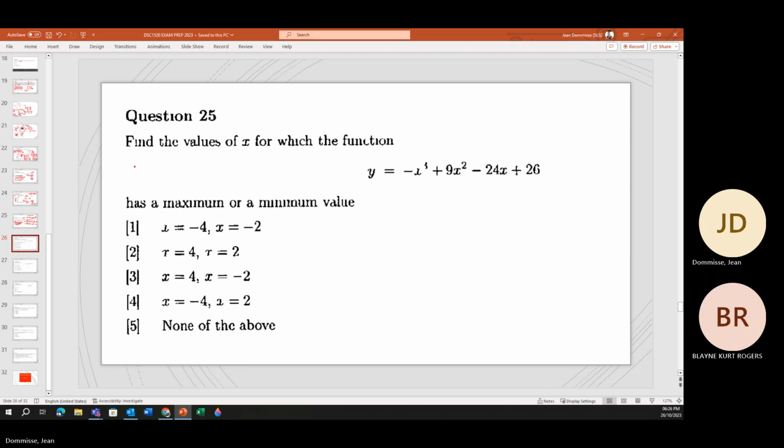Okay, so now the next one that they ask us is to find the values of x for which this function has a maximum or a minimum value. First, to get to the minimum or maximum, we need to differentiate this formula. So we need to work with y, so that will become minus 3x² plus 18x minus 24.